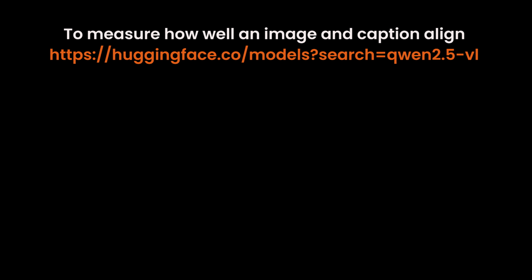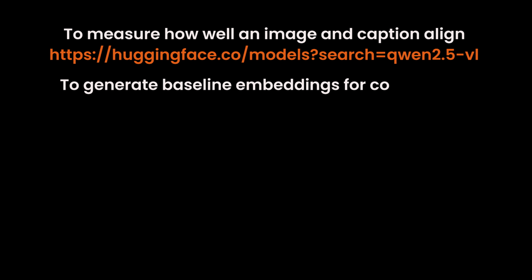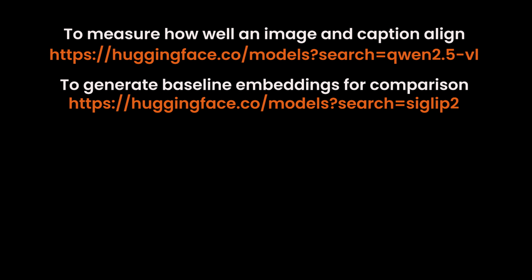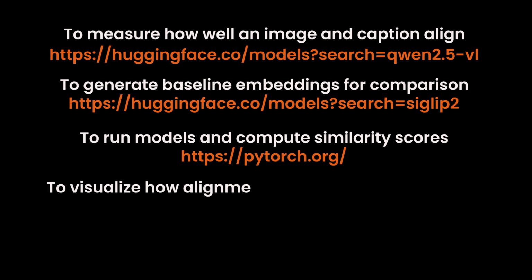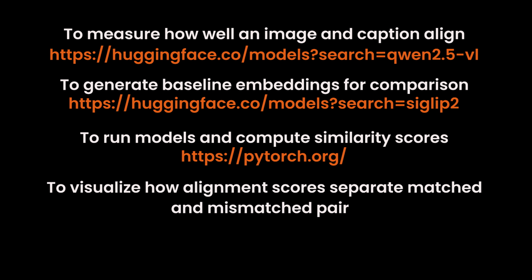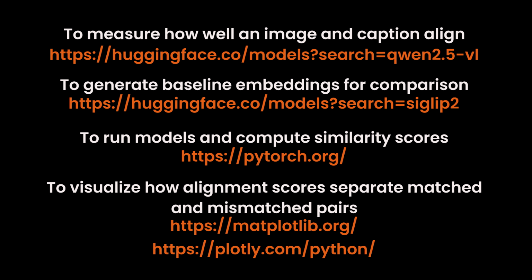First, to measure how well an image and caption align, use Qwen 2.5 VL, a model built for vision language understanding. Next, to generate baseline embeddings for comparison, use SigLIP 2 as before. To run models and compute similarity score, you'll work with PyTorch. It's the core deep learning framework. To visualize how alignment scores separate matched and mismatched pairs, you're going to use Matplotlib or Plotly.